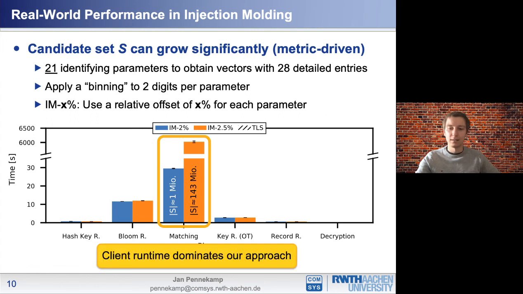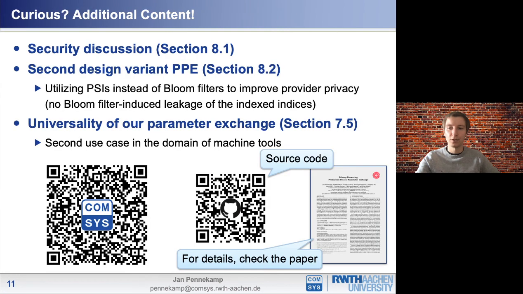Again, the conclusion is that the client runtime dominates our approach. So overall, it does not burden the exchange platform itself. If you're curious and would like to know more, we have, among other things, a security discussion, a second design variant utilizing private set intersection, and a second use case in the paper.